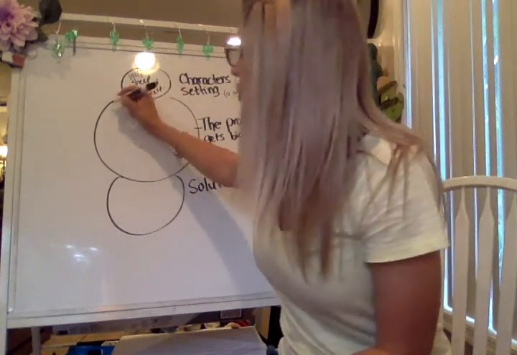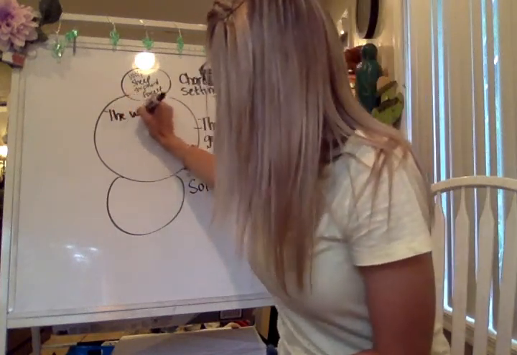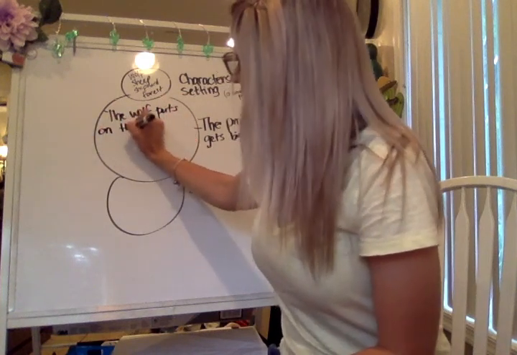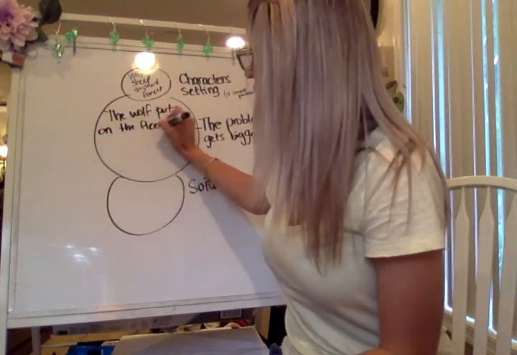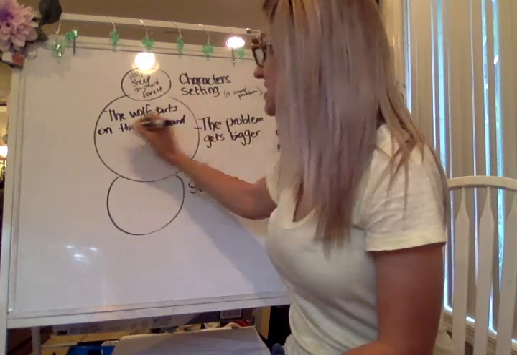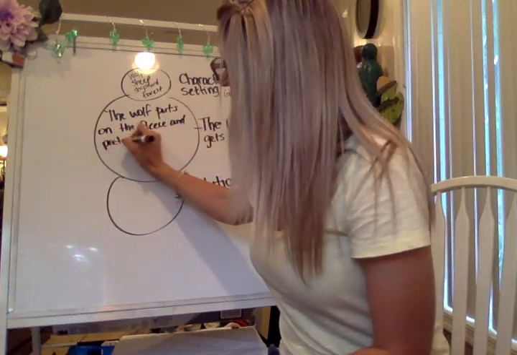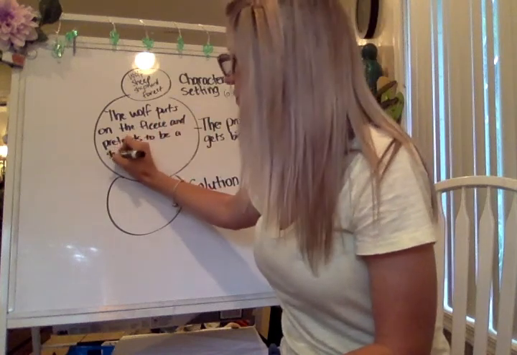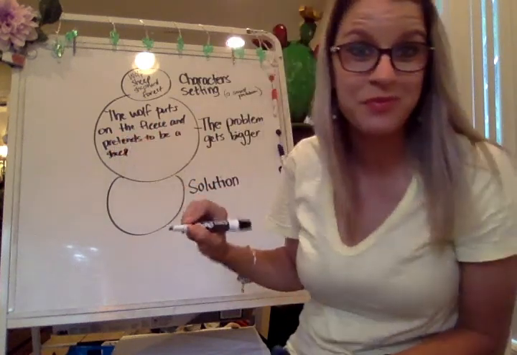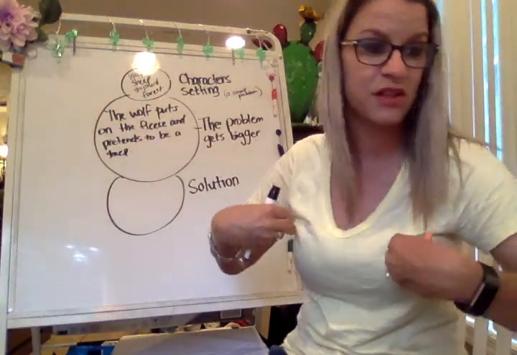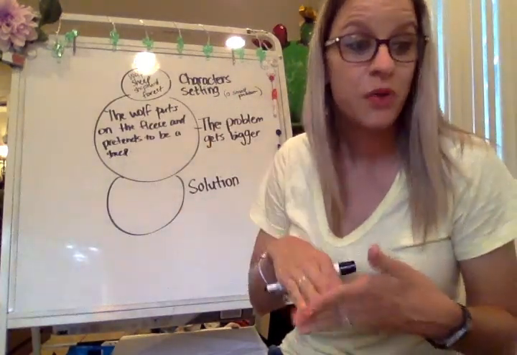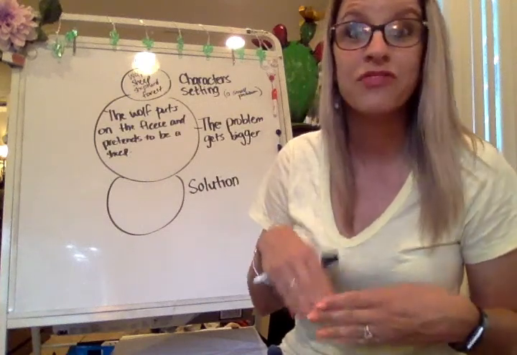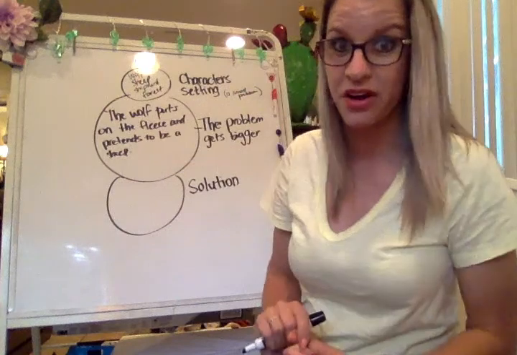So the wolf puts on the fleece and pretends to be a sheep. But is that the huge problem? Just because he's dressed in a sheep's clothing? No. The problem is, while he's dressed like that, the shepherd doesn't know it, and that wolf takes home a sheep and eats him for dinner.